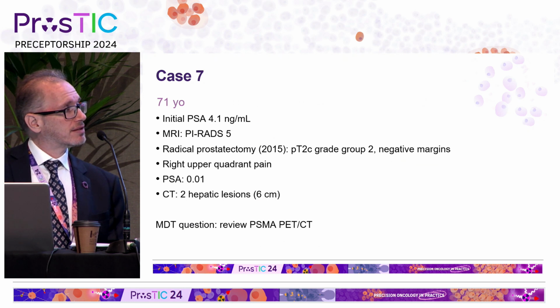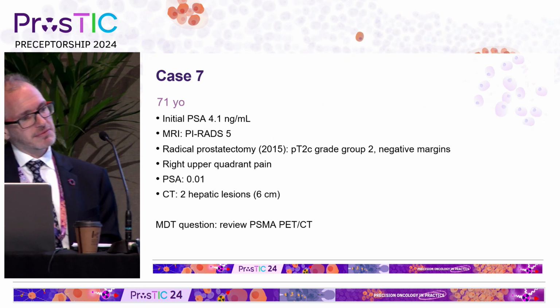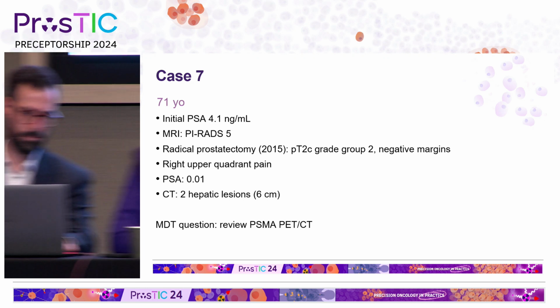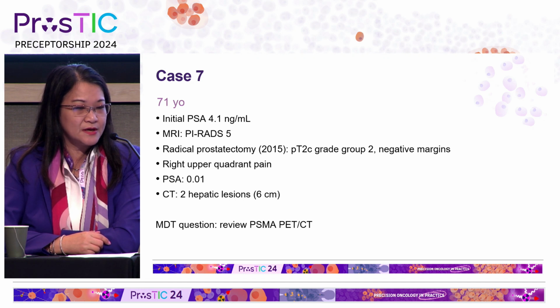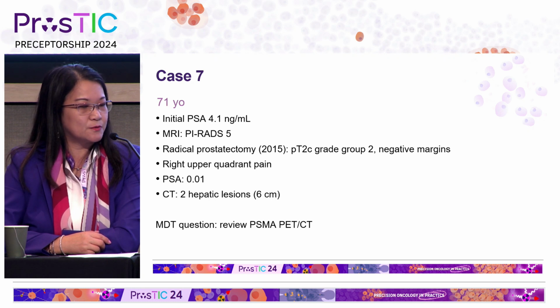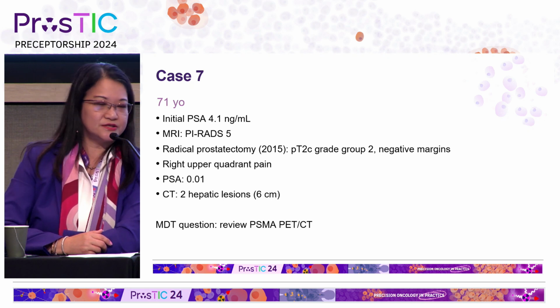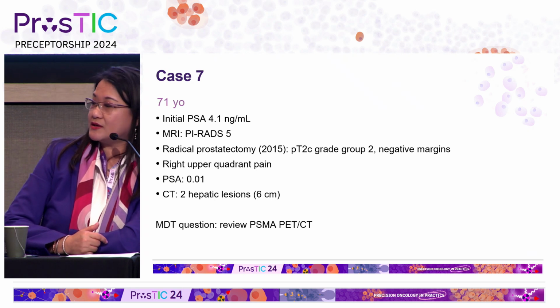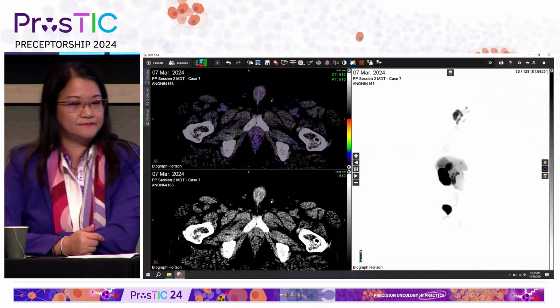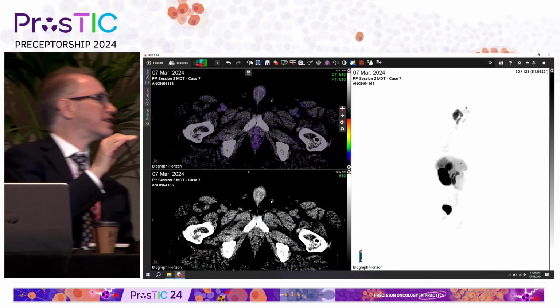Case 7. All right. 71-year-old man with initial PSA of 4.1, PIRADS 5, had a radical prostatectomy in 2015, grade group 2 with negative margins, presented with right upper quadrant pain, but a very low PSA of 0.01. Diagnostic CT that I think the GP did showed 2 hepatic lesions. Can we have a look at the PSMA PET? Dan, you'll recognise this case. We may have modified the history a touch.